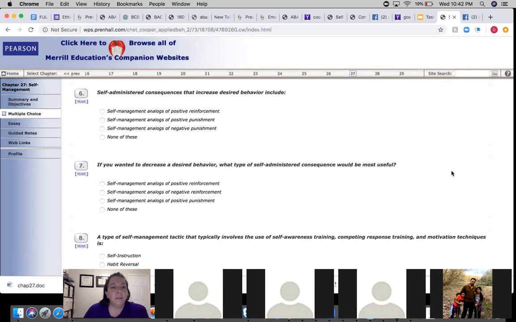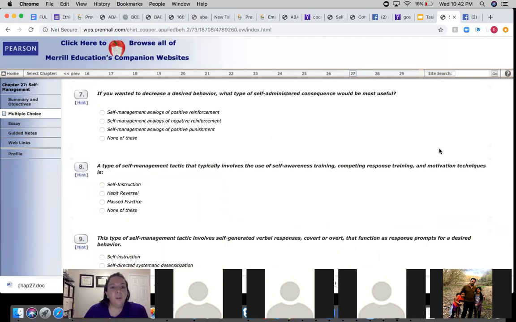Number 6, self-administered consequences that increase desired behavior include A, self-management analogs of positive reinforcement, B, self-management analogs of positive punishment, C, self-management analogs of negative punishment, or D, none of these. A. Positive reinforcement. All right, 7, if you wanted to decrease a behavior, what type of self-administered consequence would be most useful? A, self-management analogs of positive reinforcement, B, self-management analogs of negative reinforcement, C, self-management analogs of positive punishment, or D, none of these.